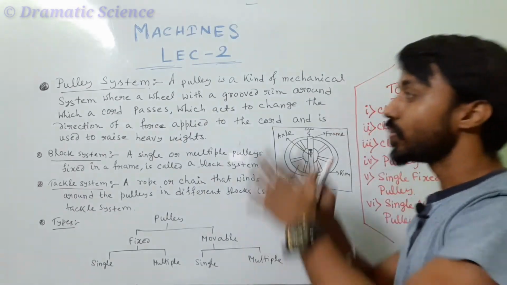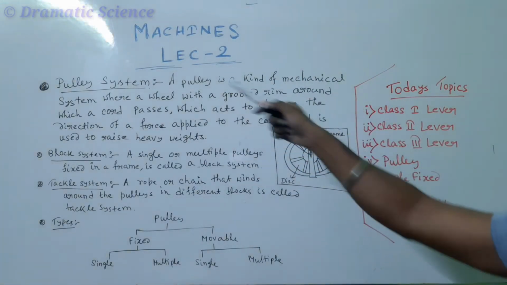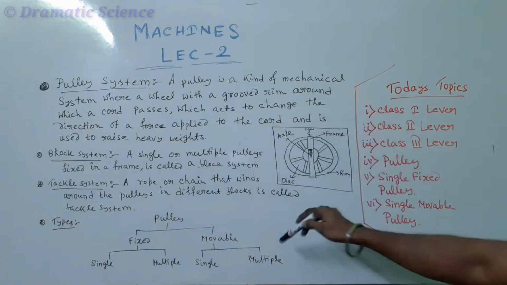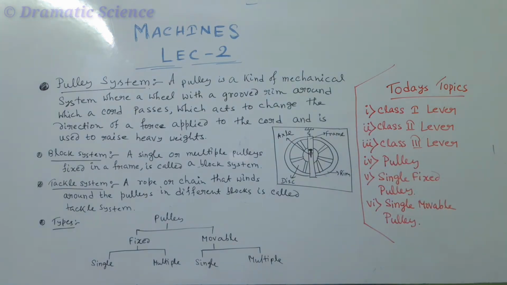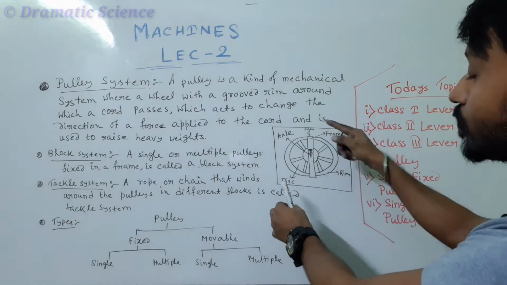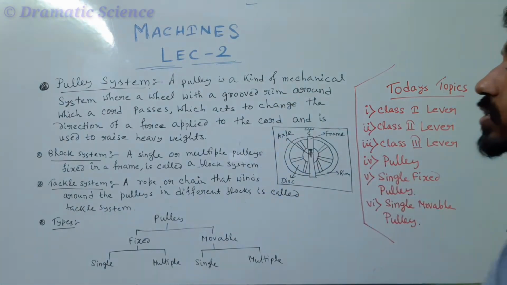So now we have a simple definition of pulley system. A pulley is a kind of mechanical system where a wheel with a grooved rim around which a cord passes. A cord will pass through this, which acts to change the direction of force applied to the cord and is used to raise heavy weight. Like if we use a rope and here is a load, we can raise it.